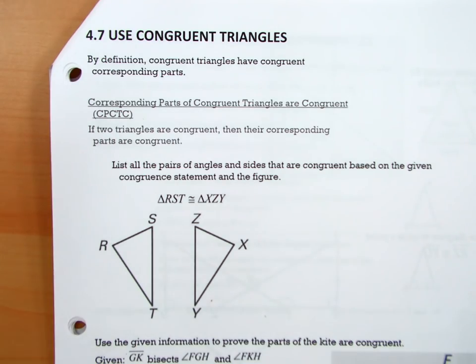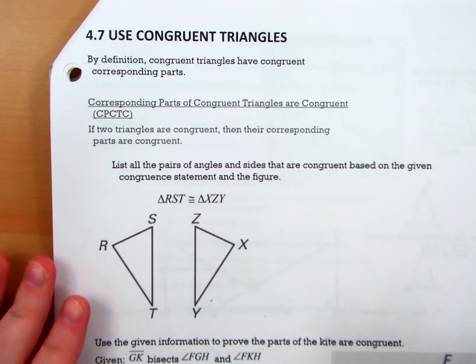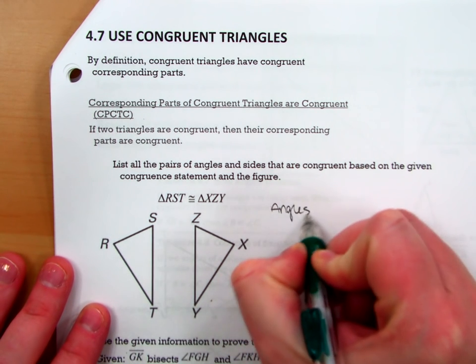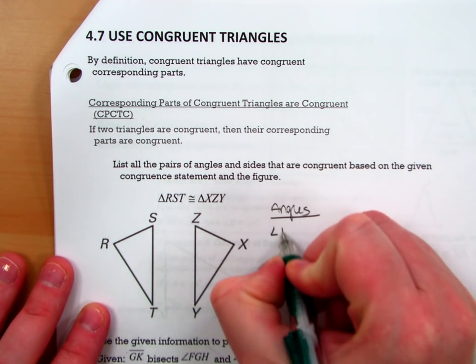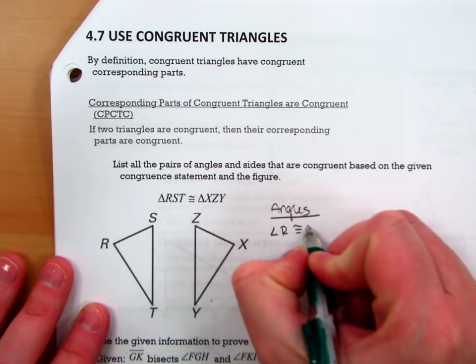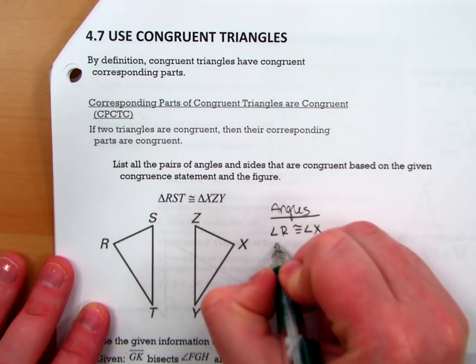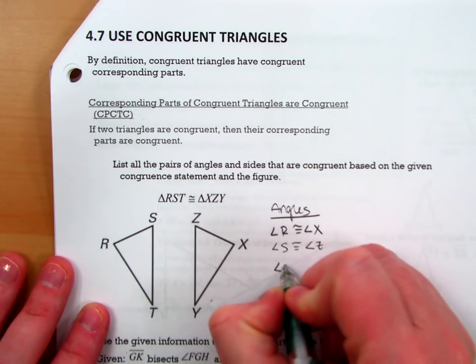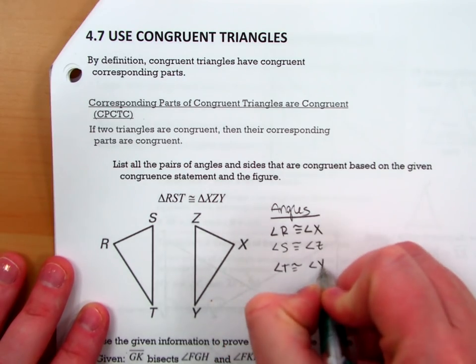What you're going to do is list all the parts and angles and sides that are congruent based on the given congruent statement in the figure. This is like what we've already done before. So angles, angle R is congruent to angle X. Angle S is congruent to angle Z. Angle T is congruent to angle Y.